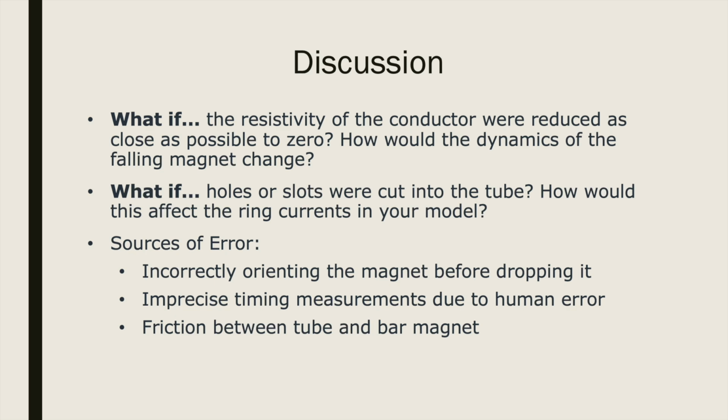If there were holes or slots cut into the tube, this would disrupt the path of the currents, breaking the continuous loops needed for strong current flow. This would weaken the induced magnetic fields, decreasing the magnetic drag on the magnet, letting it fall faster through the tube.